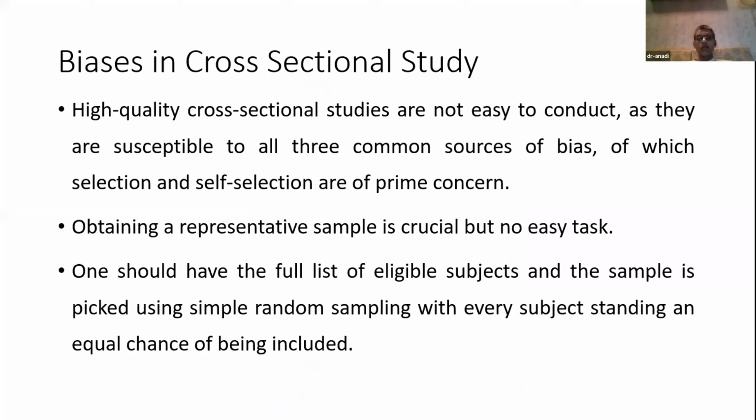So there are biases. High quality cross-sectional studies are not easy to conduct, as they are susceptible to all three common causes of bias, of which selection bias and information bias are prime concerns. Obtaining a representative sample is crucial, but no easy task. One should have a full list of eligible subjects, and the sample is picked using simple random sampling, with every subject standing an equal chance of being included.